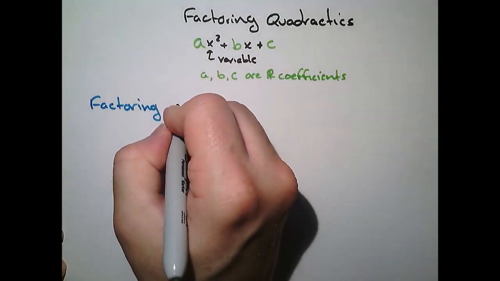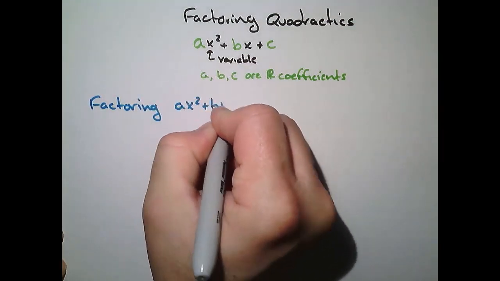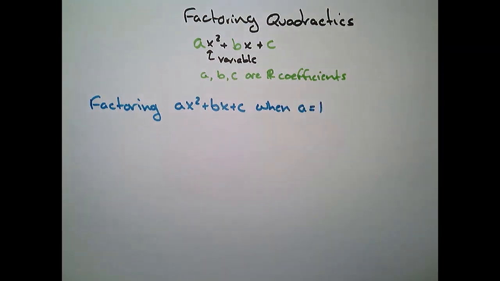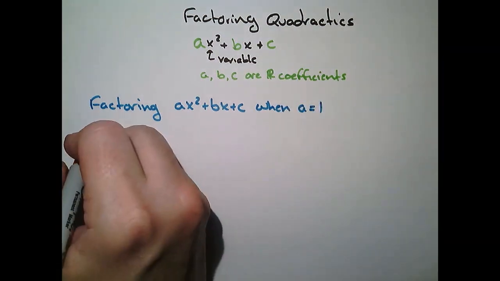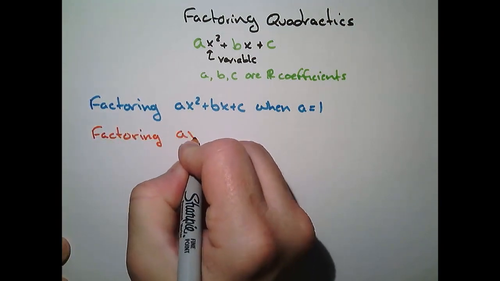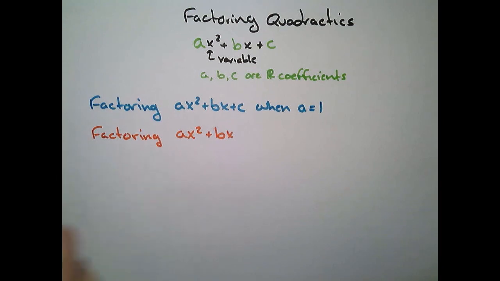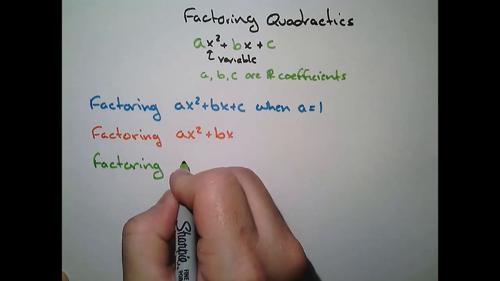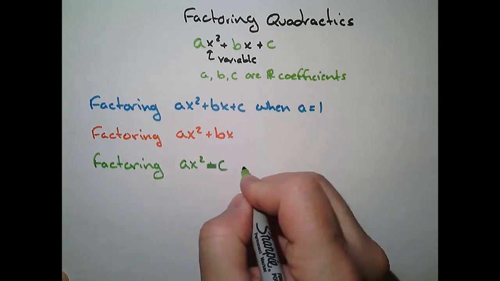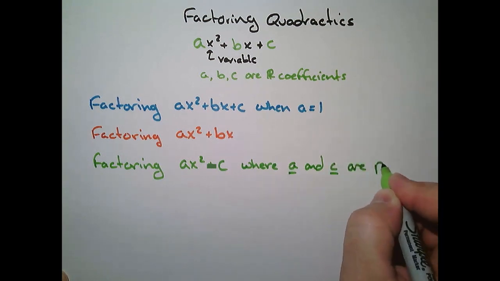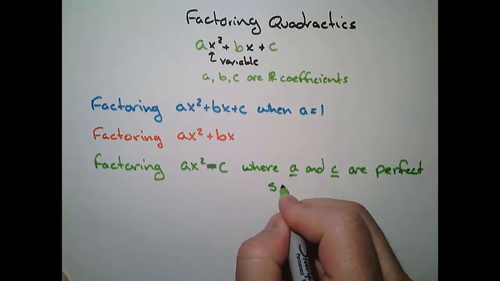First, we're going to look at factoring in this standard form, ax squared plus bx plus c, where a equals 1. Then we're going to look at factoring a quadratic binomial, where we're missing the constant, so we just have ax squared plus bx. And then we're going to look at a third method, factoring another binomial, where it's ax squared minus c, where a and c are both perfect squares.